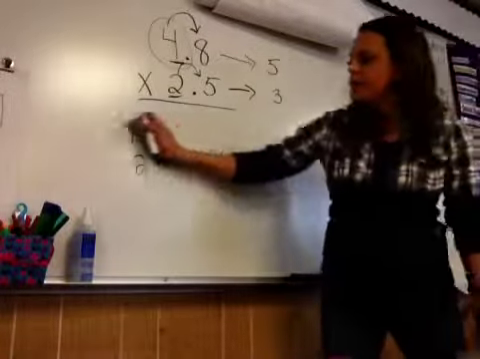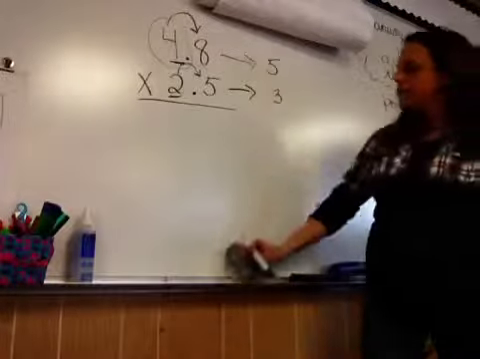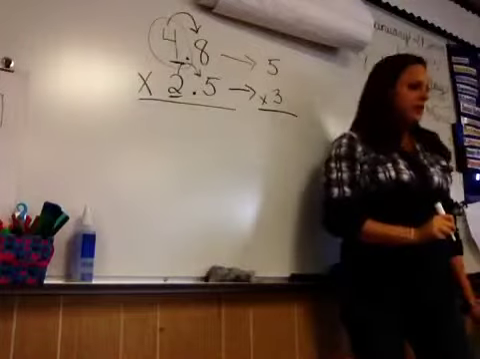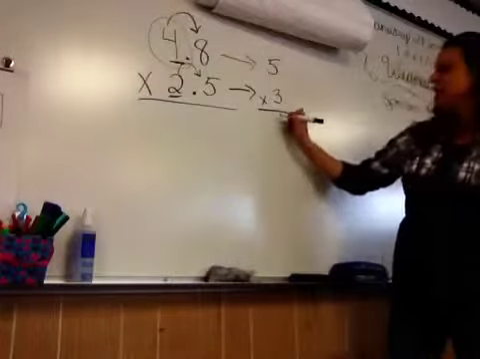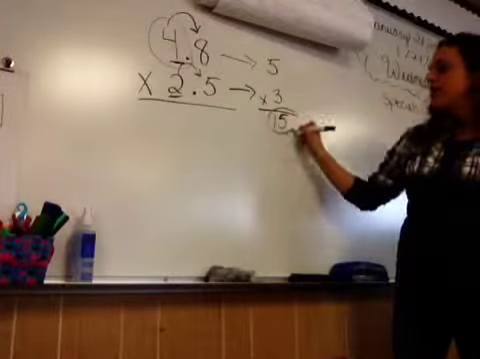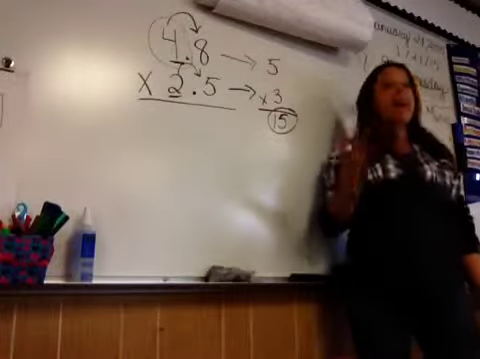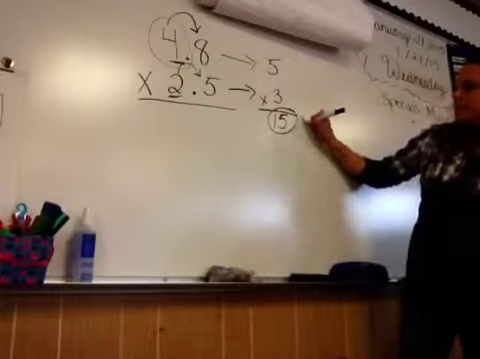So then, for my estimate, I just multiply these two. And what do I get? 15. Is that my actual answer? No. What is it? Estimate. My estimate. So I'm going to write estimate by it.